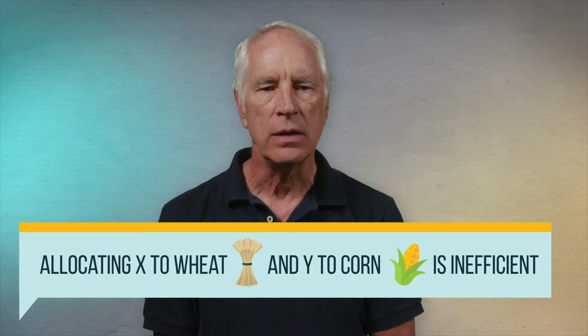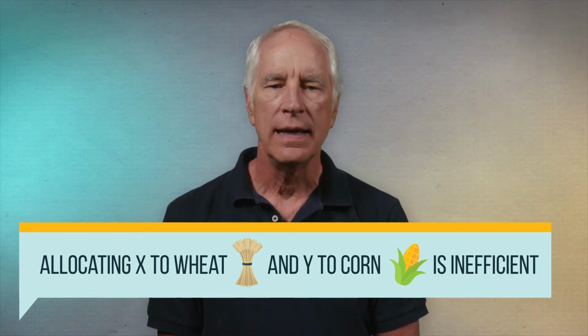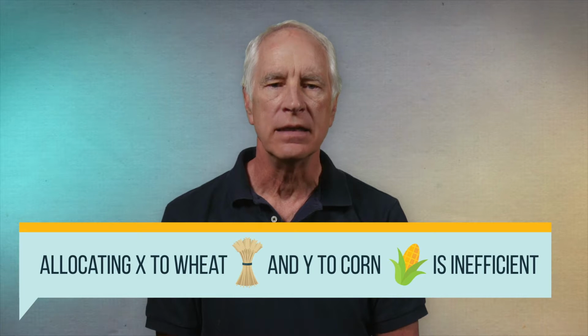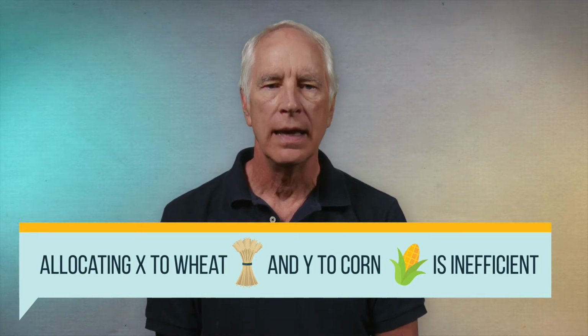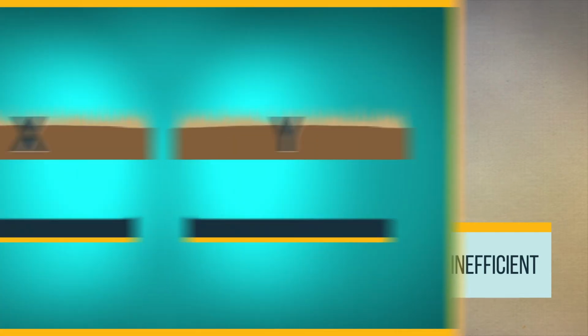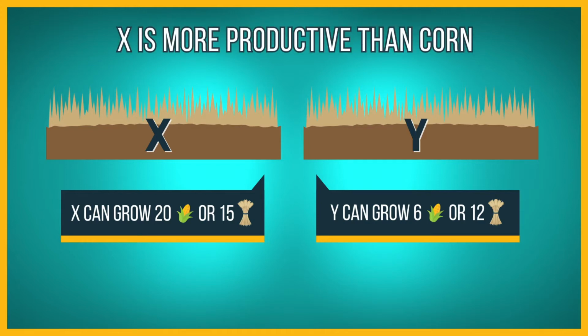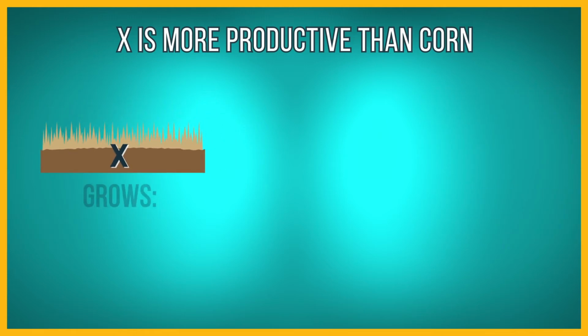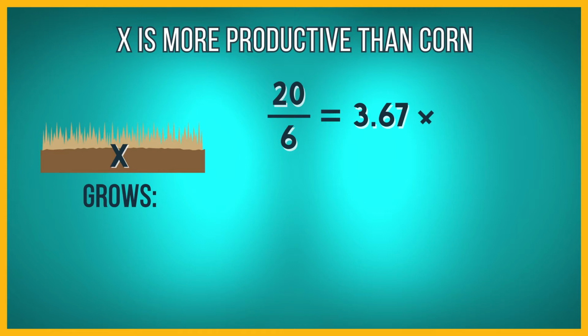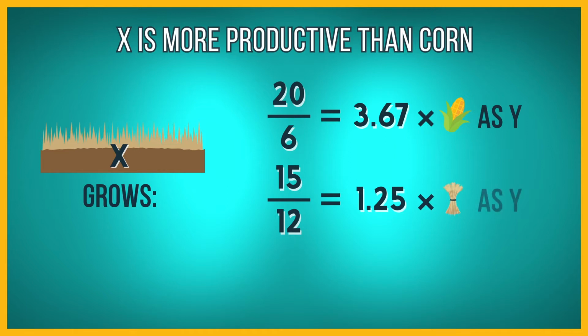Allocating acres of X to wheat while using Y for corn is inefficient because X is better suited for corn than Y, and Y is better suited for wheat than X. Comparing the amounts of the two products each type of acre grows shows that X is relatively more productive for corn. An acre of X grows 20 divided by 6, or 3.67 times as much corn as Y, but only 15 divided by 12, or 1.25 times as much wheat.